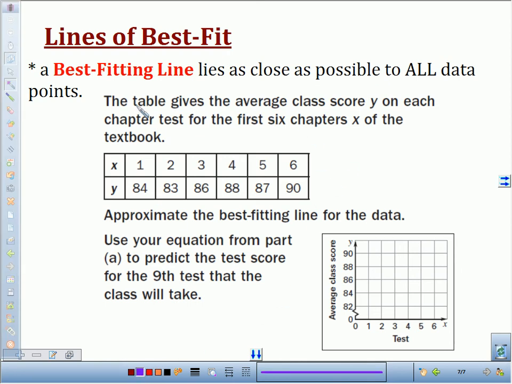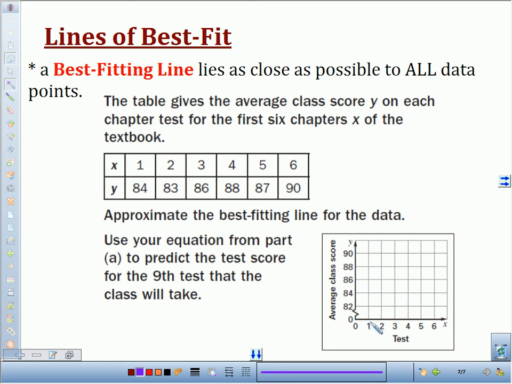So we have a situation here. We have the table that gives an average class score y for each chapter test, x. So our x values are the test, right? The first test, second test, third test. So on the first test, the class average was 84. On the third test, the class average was 86. On the fifth test, the class average was 87, so on and so forth. The first thing we want to do is plot the point. Then we'll look at drawing a best fitting line and making a prediction.